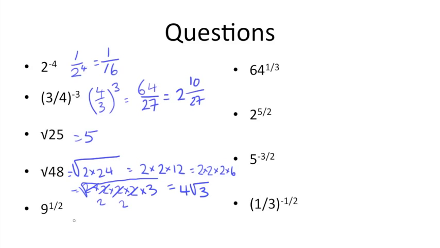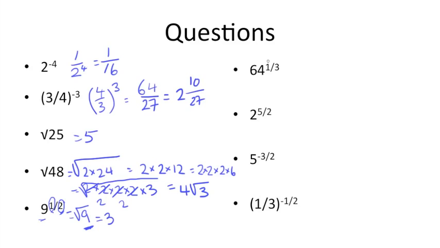Next up, we have 9 to the 1/2 exponent. Now, if you remember, when we talked about fractional exponents, the bottom number in the fractional exponent will tell you what root you're taking this base to. And since it's 2, it's the square root of 9. And since 1 is the top of the fractional exponent, it's to the 1st power, so we can ignore that. And we get the square root of 9, which simplifies to 3, since 9 is a perfect square of 3 squared.